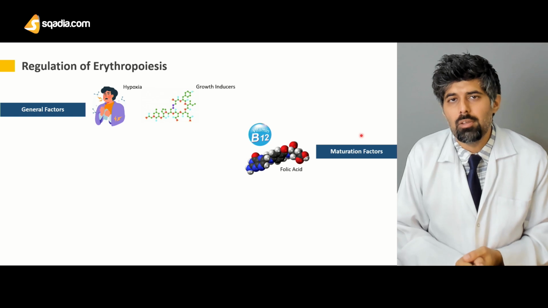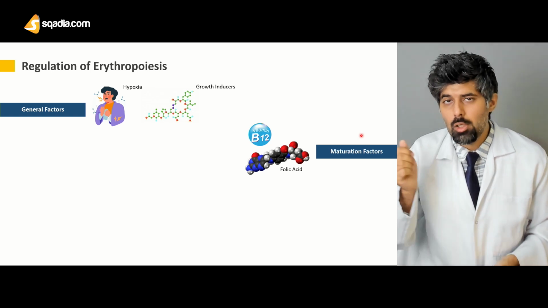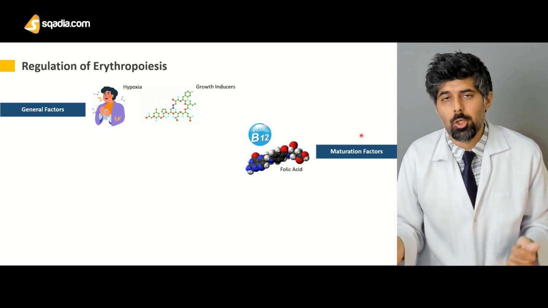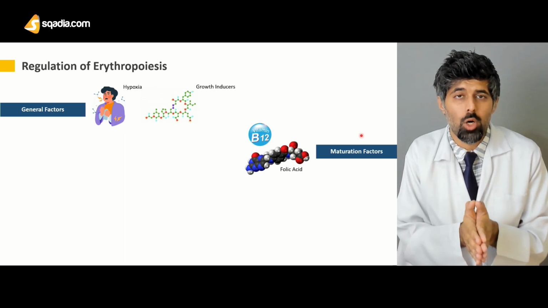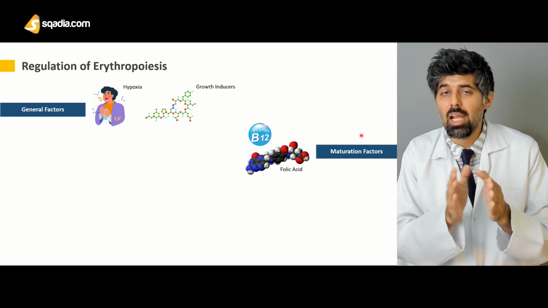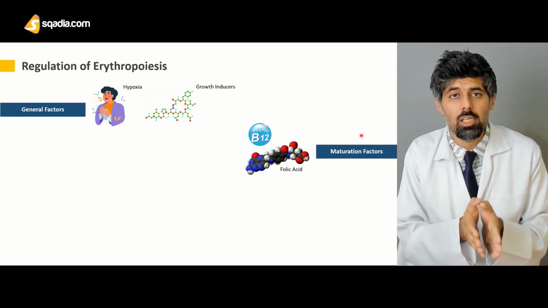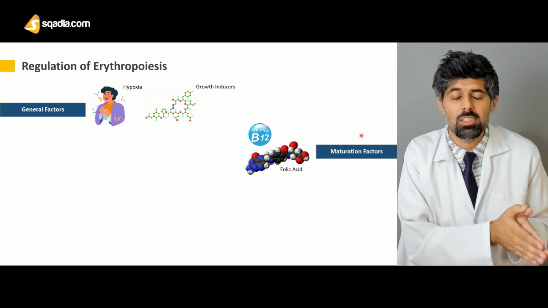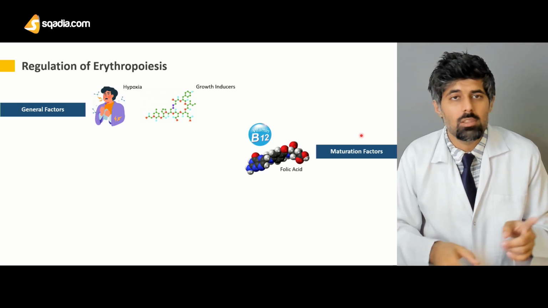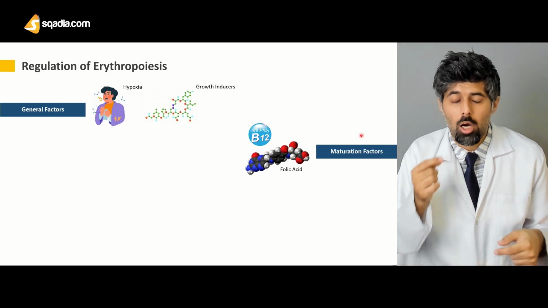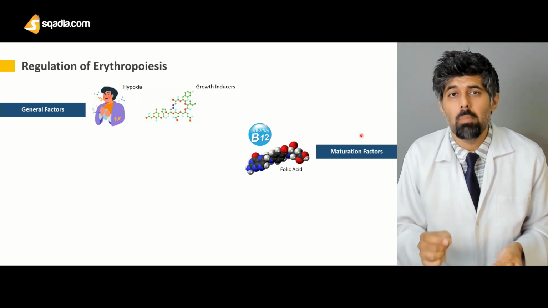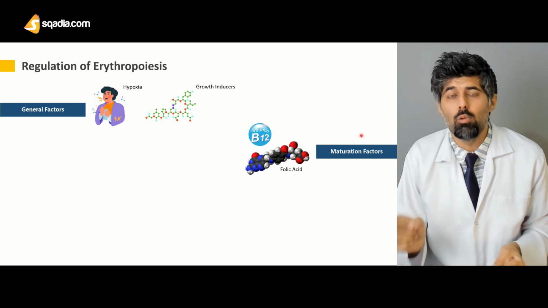Another maturation factor is folic acid. Folic acid and vitamin B12 work in conjunction, and they are both required for the proper formation and expression of nucleic acids inside the RBCs. And if they are not present, again, RBCs will not mature. A proper anucleated biconcave erythrocyte will not form.